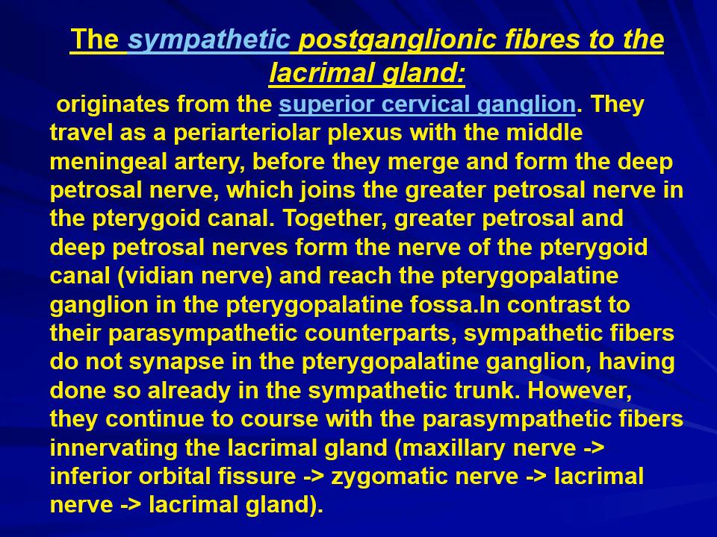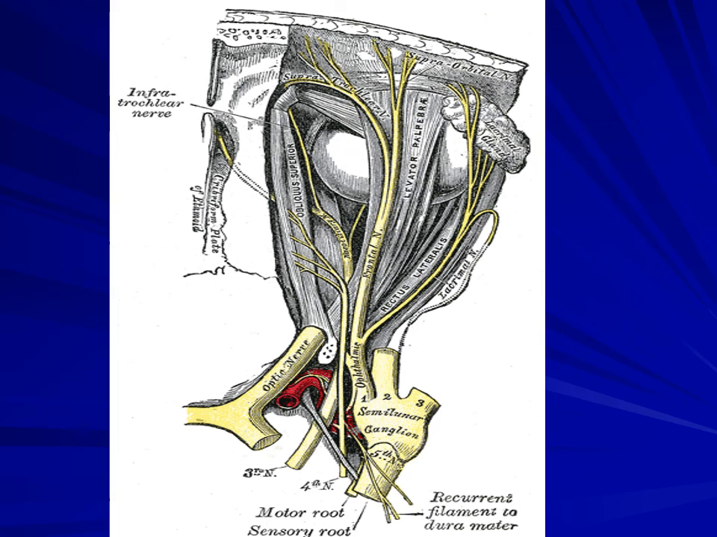In contrast to their parasympathetic counterpart, sympathetic fibers do not synapse in the pterygopalatine ganglion, having done so already in the sympathetic chain. However, they continue to course with the parasympathetic fibers innervating the lacrimal gland through the maxillary nerve, inferior orbital fissure, zygomatic nerve, and then the lacrimal nerve reaching the lacrimal gland. And here is the lacrimal nerve, a branch of the ophthalmic division of the trigeminal, that is supplying the lacrimal gland.